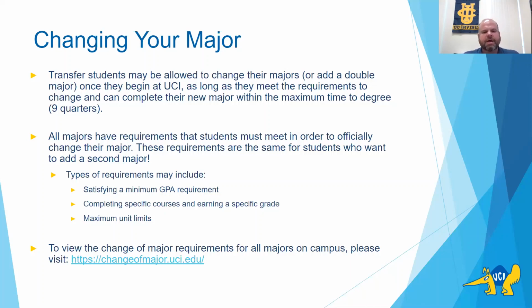And then at the bottom there, you'll see the link for changeofmajor.uci.edu. That's the link you can go to if you want to see what the courses and GPA requirements are that you would need to meet to either change your major or to actually add a double major. If you go to that website, you'll be able to get access to all the majors on campus and what they require to get in.